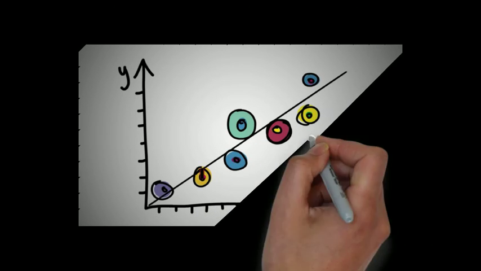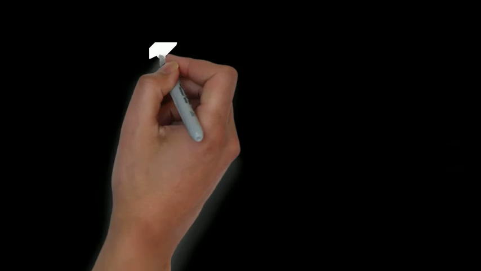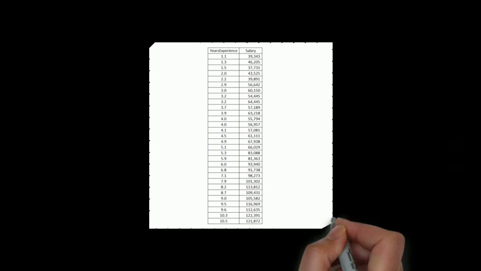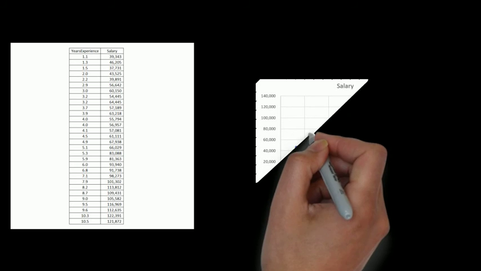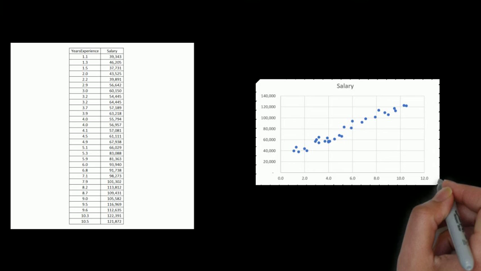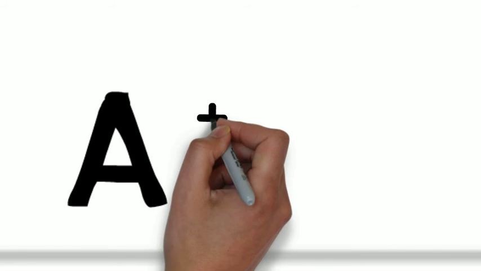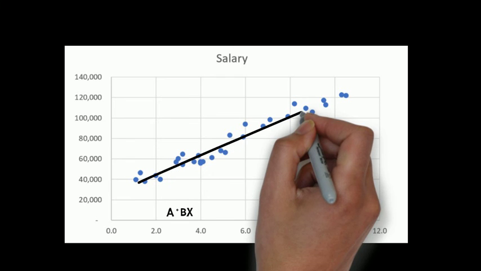Let me show an example. In this table, there are two variables: salary and the years of experience of an employee. When we plot this in a scatter plot, we get an image like this. When we use that equation, that is y equals a plus bx, we get that straight line.